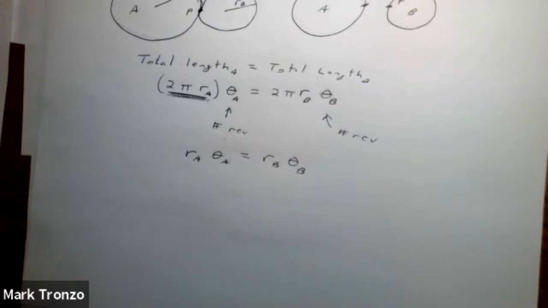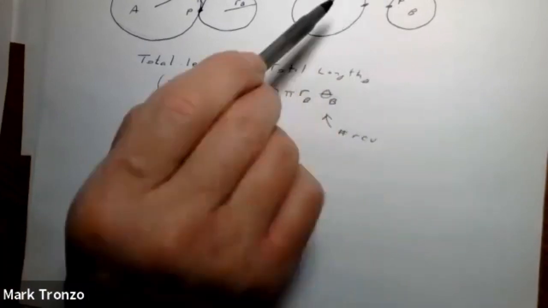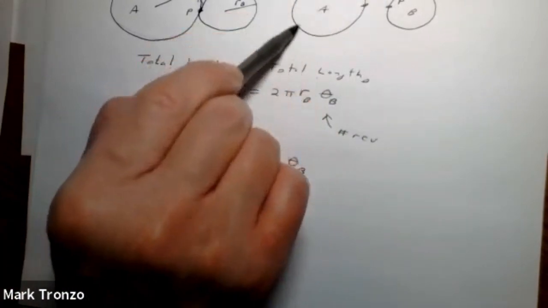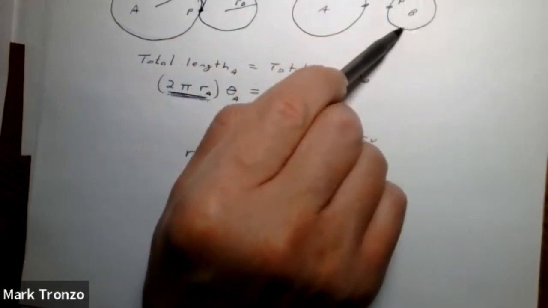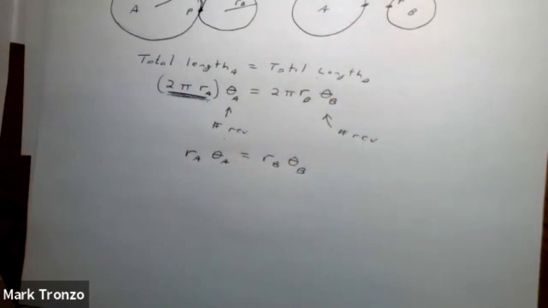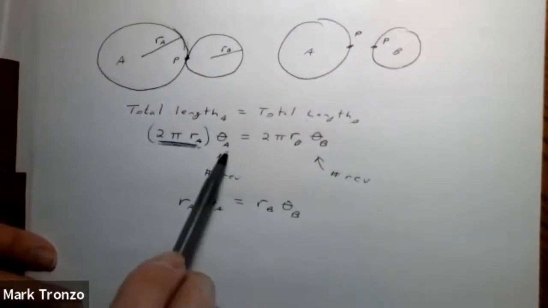Does that make sense at all? In other words, what I'm saying is that the linear distance that P moves on A will be equal to the linear distance that P moves on B. Does that make sense, everyone? Am I saying that right? Does that sound right? Okay, I wasn't sure if I was saying it right or not. Yeah, so that's what's going to be equal.